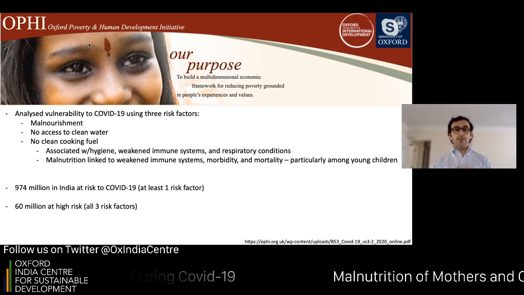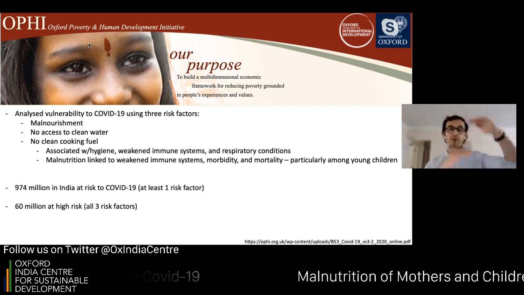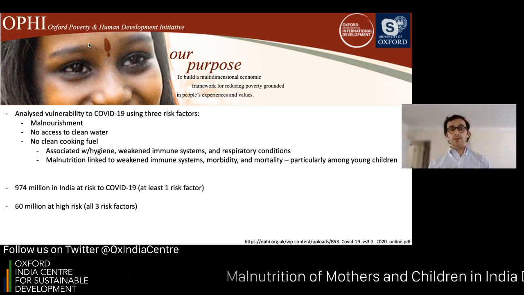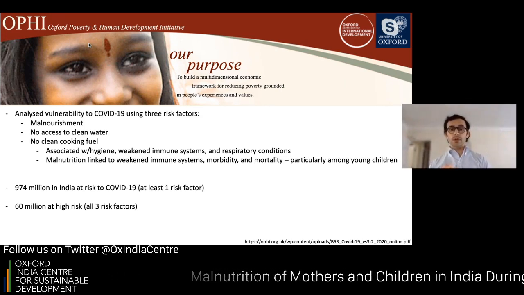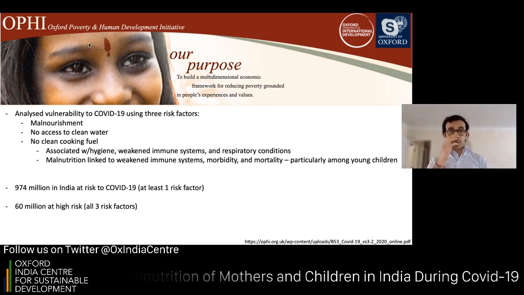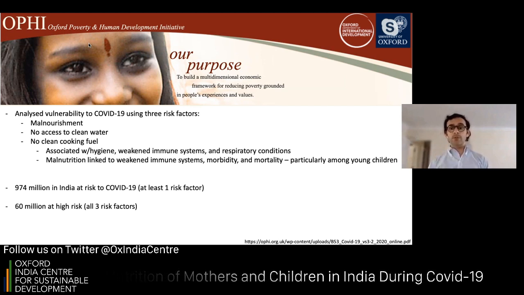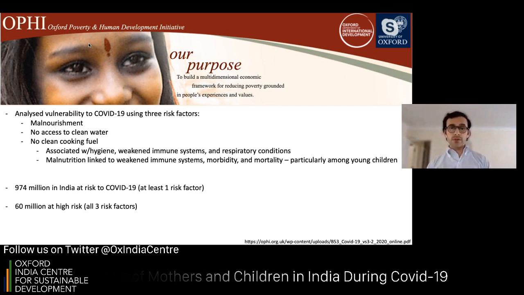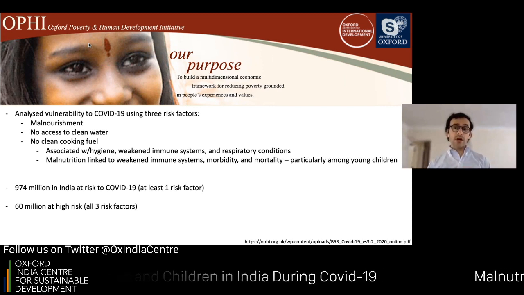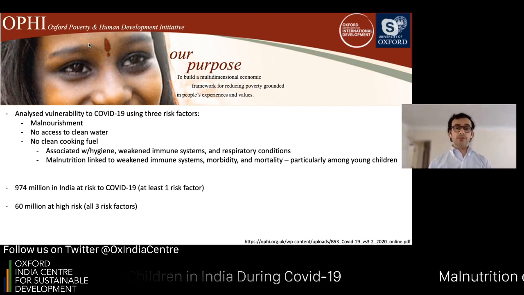And the reason they looked at these 3 factors out of all of the ones that you saw in their poverty index was because these 3 factors are associated with hygiene, weakened immune systems, and respiratory conditions. And also because malnutrition is linked to weakened immune systems, morbidity, and mortality in young children. So looking at these 3 factors would indicate the susceptibility of people in India to actually contracting the disease.